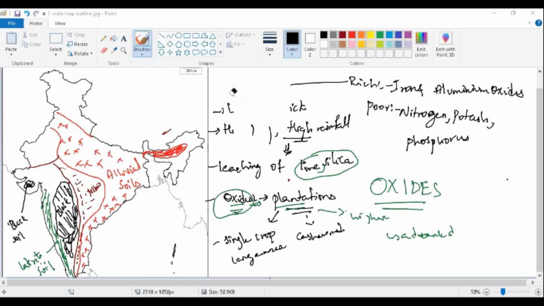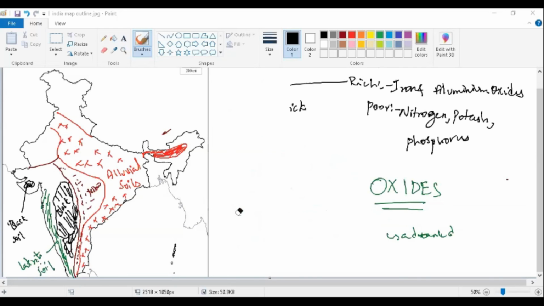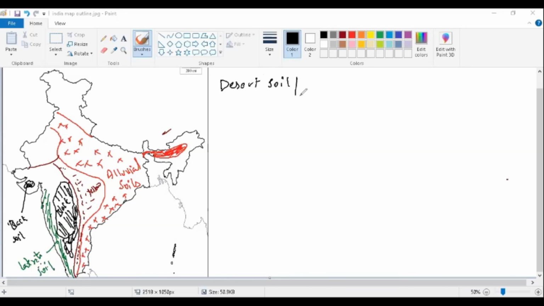The next is desert soil. Tell me something about it. Is it clay, sandy, loamy? What type of texture will it have? Sandy. And what can be the precipitation level? Guess, just guess. Less than 150. Yeah, less than 75, we can say. So desert soil or arid soil. Precipitation, we can say, less than 75 centimeters.